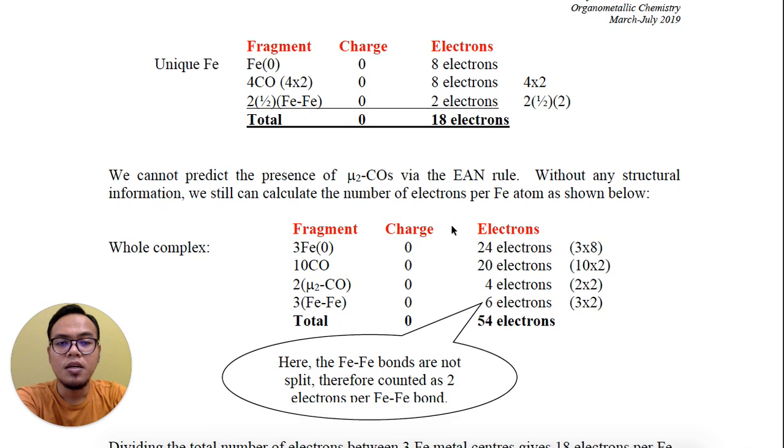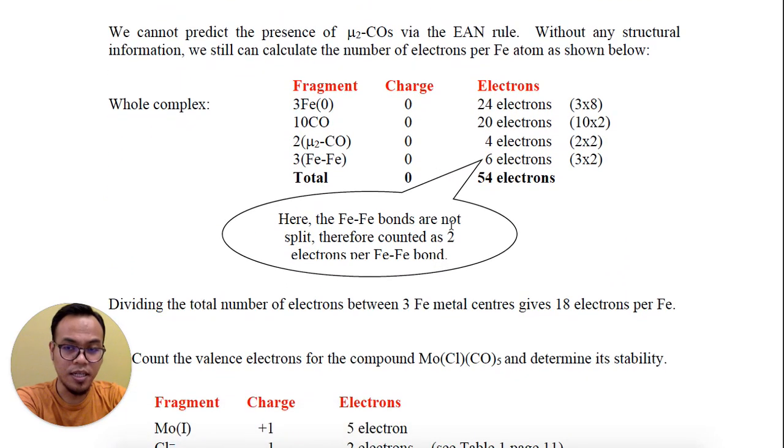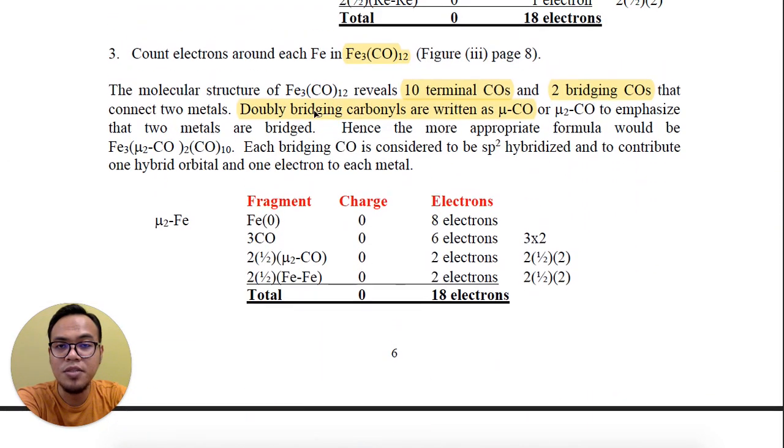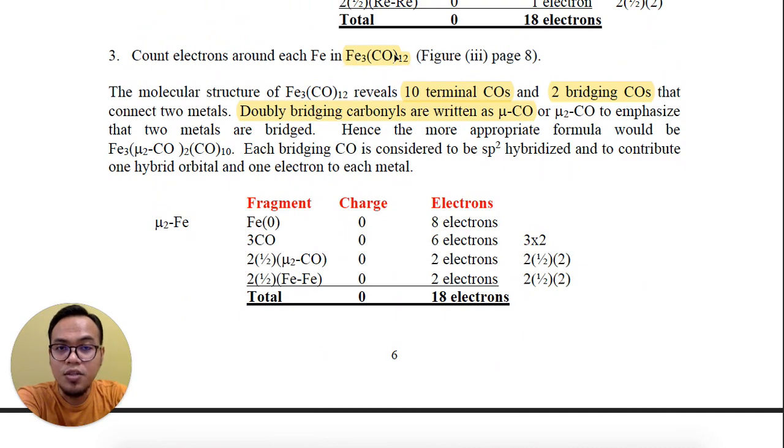Now, what if you're not given any chemical structure? Can you count the EAN? The answer is yes. Without the chemical structure, we will never know whether we have bridging ligands or not. So we just calculate the normal way, meaning we cannot consider the presence of bridging ligands. So we have 3Fe, am I right? From the chemical formula, we do understand that it's going to be 3Fe and 12CO.